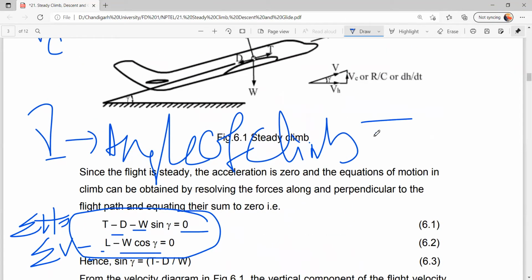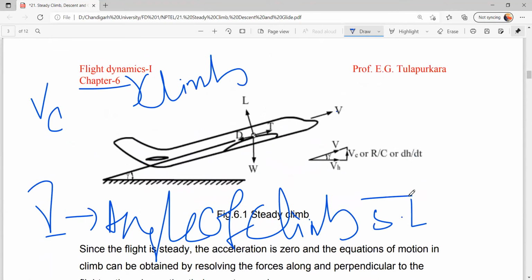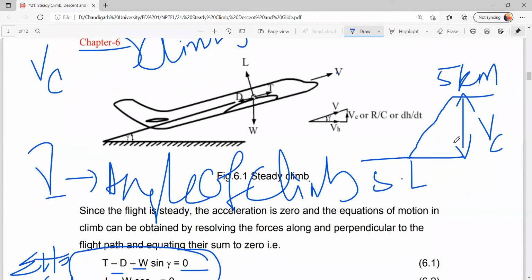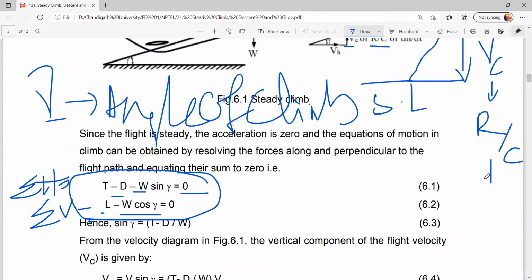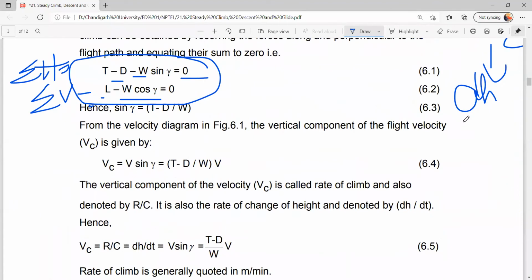Let's consider we are taking off from sea level, right? And we are going to climb up to 5 kilometer altitude. Okay, we can consider like that. So this measurement of altitude, how much speed we are attaining with respect to vertical speed, that is called climb speed. It is denoted by VC, or R by C. With various books, you can find various notations. Or it can also be given by dh by dt, where h is altitude, t is time.